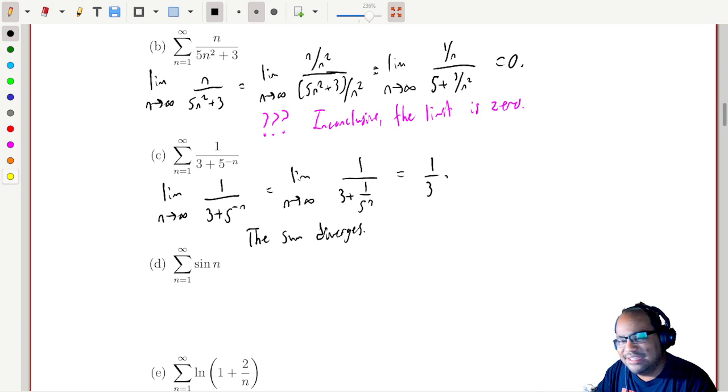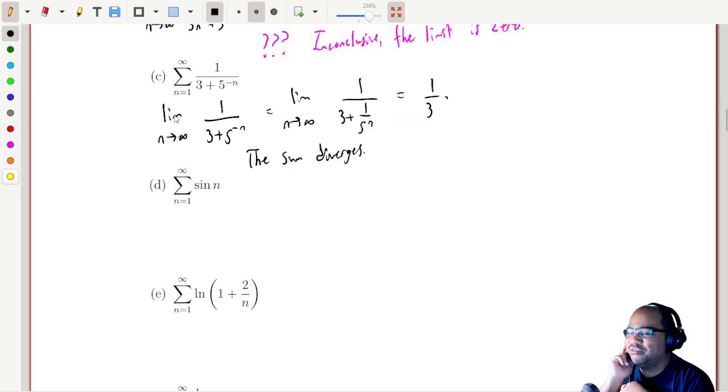See how easy it is to take a limit. If it's 0, you can't do much. But if it's not 0, you can say that the sum is divergent. You win. But take a look at this next one. Sine of n. We're summing sine of n. Think about the graph of the sine function. It's bounded, right? But is bounded enough? Well, the answer is no.